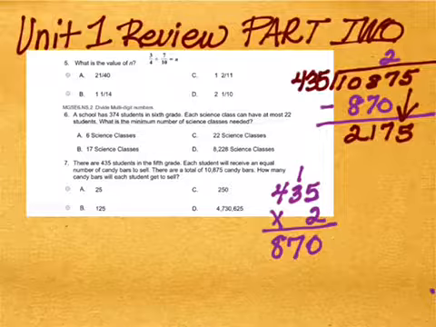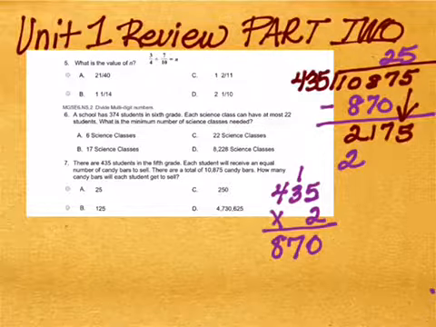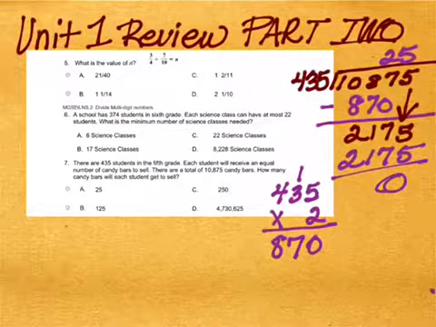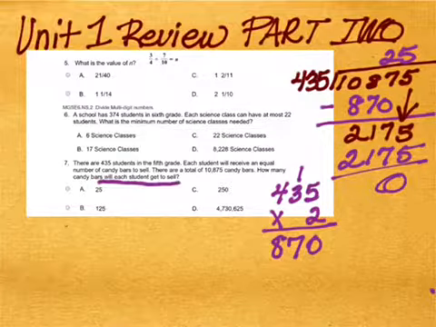Again, I can divide into 2,175 evenly, and that number is 5 times. So that gives me 435 times 5 is 2,175 with no remainder left over. So the answer to my question is there are a total of 25 candy bars that each student will get to sell.